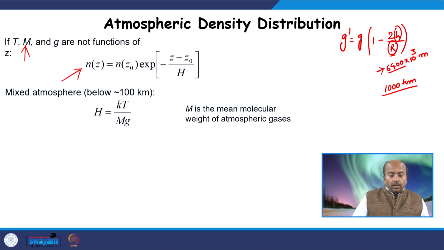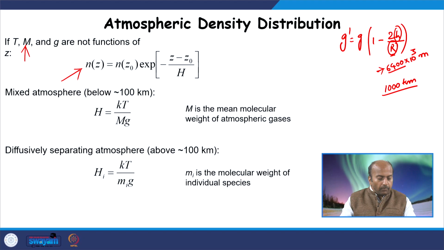Okay. And within the first 100 kilometers, the atmosphere is very well mixed, which means that any unit volume will ideally be representative of the atmosphere of the earth. It won't be skewed, it won't be different. Okay. And above 100 kilometers, the diffusively separated atmosphere exists where the scale height of each species will be different. Okay. So, each neutral species, let us say nitrogen, will be distributed as per its own scale height.